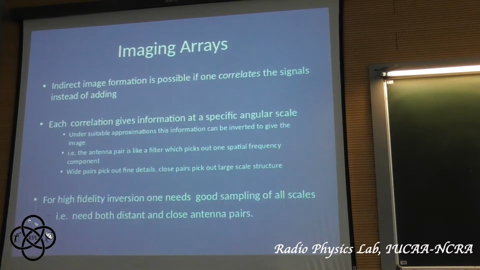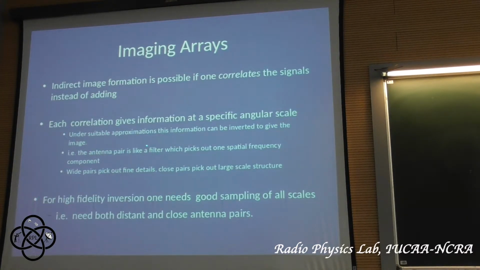All right? For those of you who haven't done Fourier transforms, I'm just going to say this in different words, but it's basically the same thing. Indirect image formation is possible if you correlate the signals instead of adding. If you add the signals, you can't do image formation, but if you correlate them, you can indeed form an image. Each correlation, every time I take an antenna pair and multiply the signals together, gives me information on a specific angular scale of the source. And under suitable approximations, this information can be inverted to get the image back.